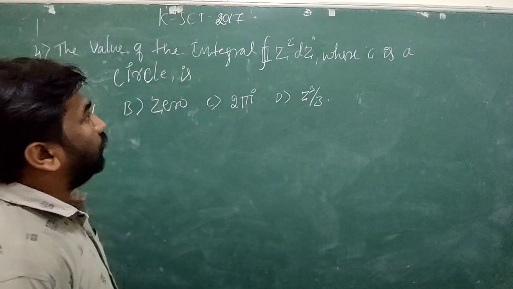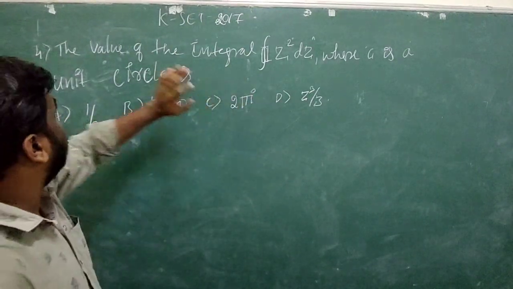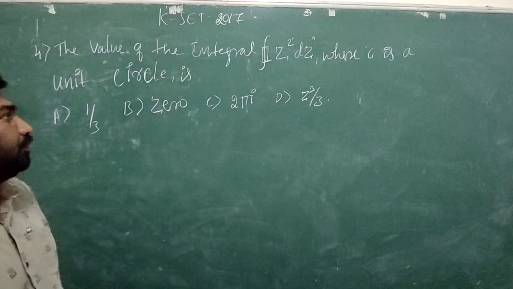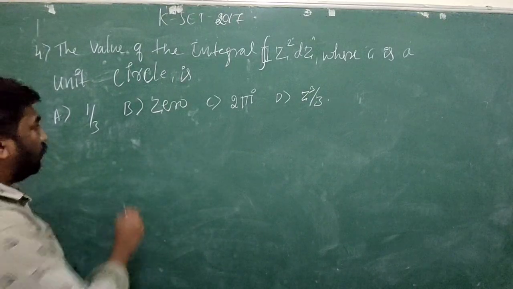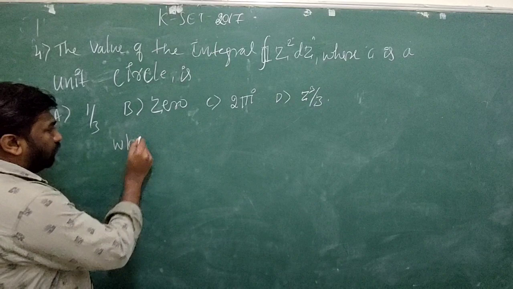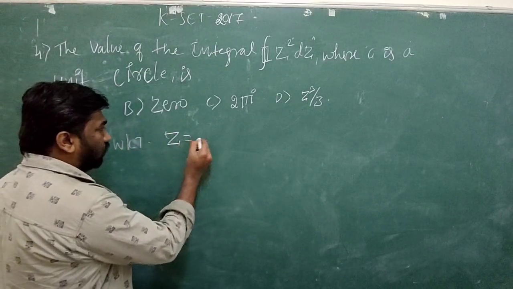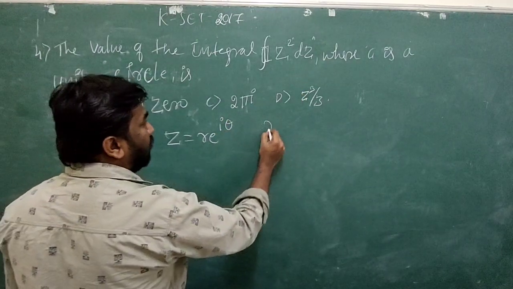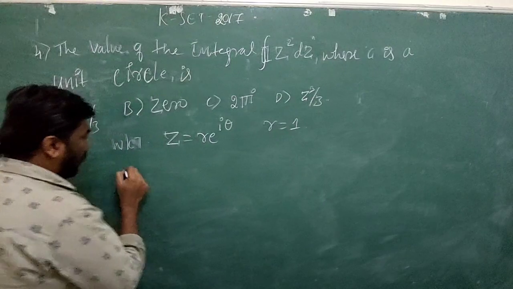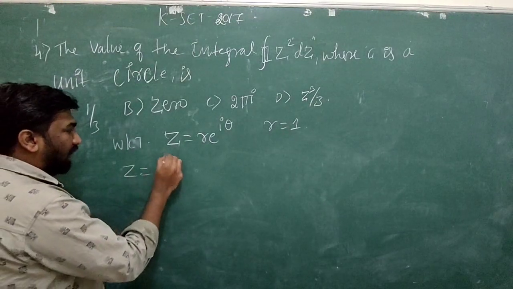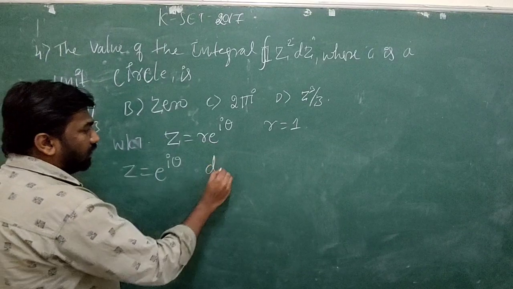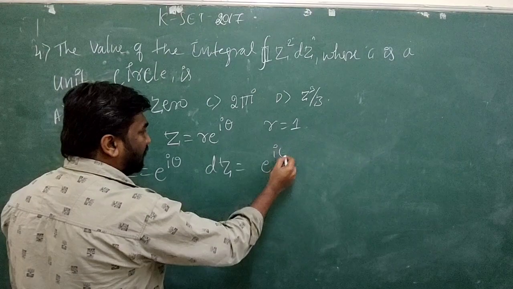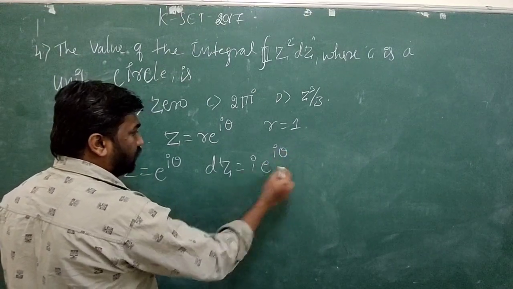This is a question from complex integration. The value of the integral of z square dz, where C is a unit circle, is. This is the question given. We know that z is equal to r into e power i theta. For a unit circle, r is equal to 1, so z is equal to e power i theta. Then dz is equal to e power i theta into i into d theta.